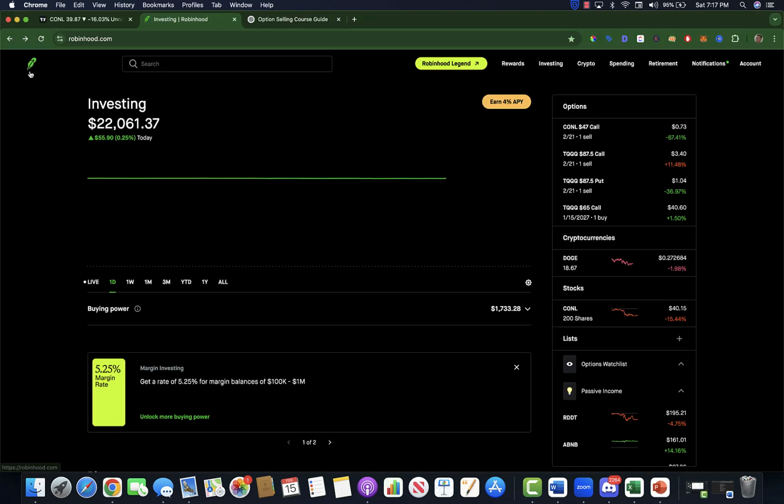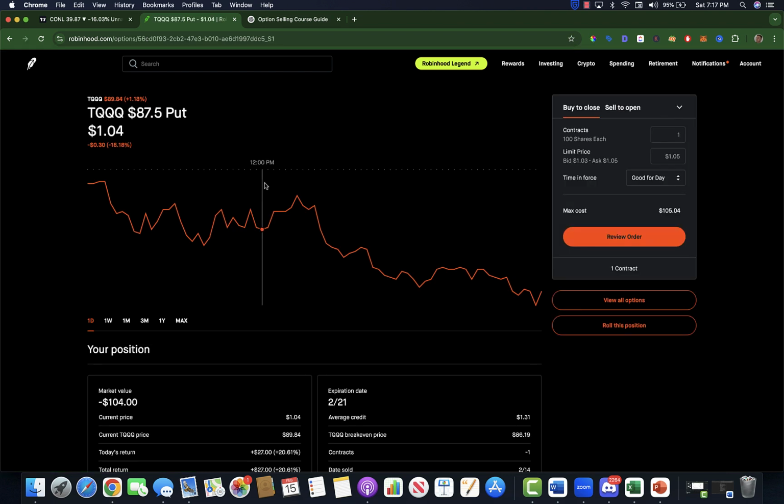Cash secured puts, this is my favorite strategy. This is, in my opinion, the number one way to generate income. Now, why is that? Well, first of all, it obviously depends on which asset you're choosing.